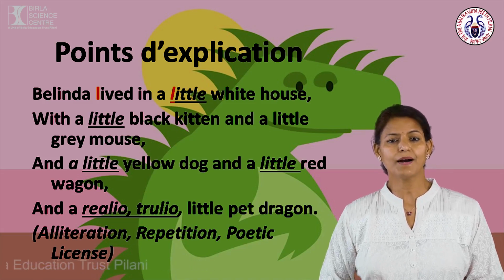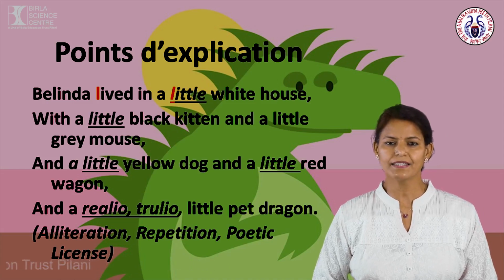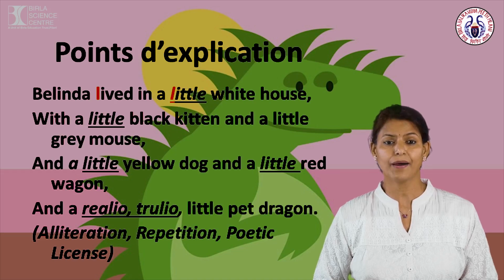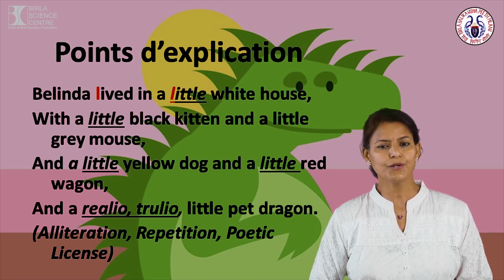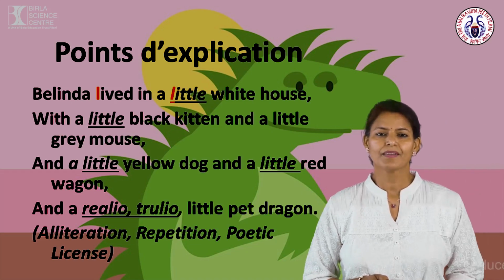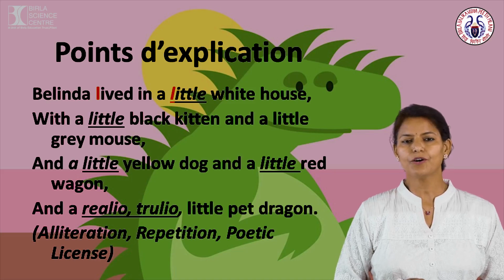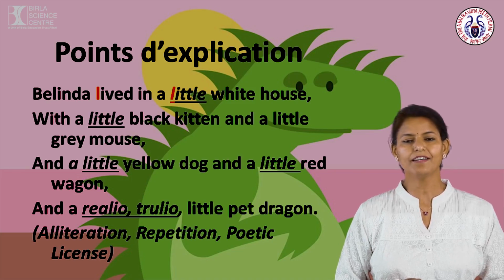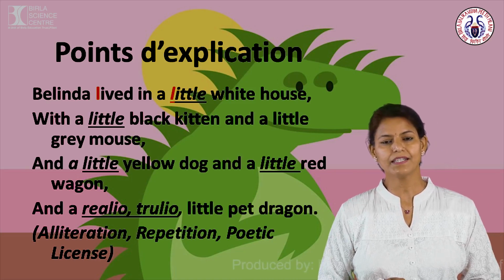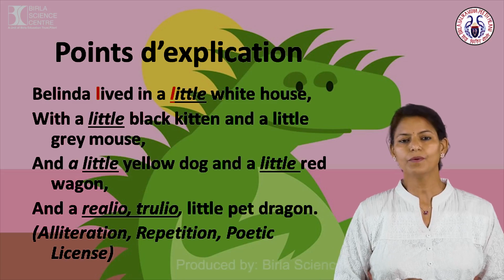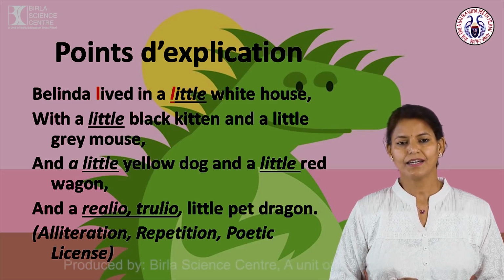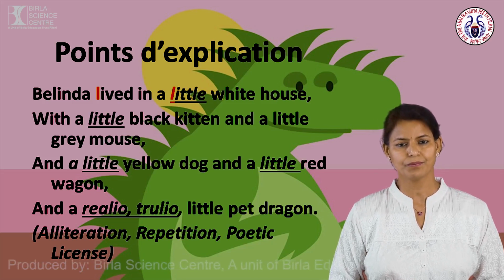Belinda lived in a little white house with a little black kitten and a little grey mouse and a little yellow dog and a little red dragon and a really truly little pet dragon. As you can see, students, there is a repetition of the consonant sound L in the first line of the stanza. Whenever a consonant sound is repeated in the adjacent words or the words that are closely linked, it is known as alliteration. It lends a musical quality to the poem.